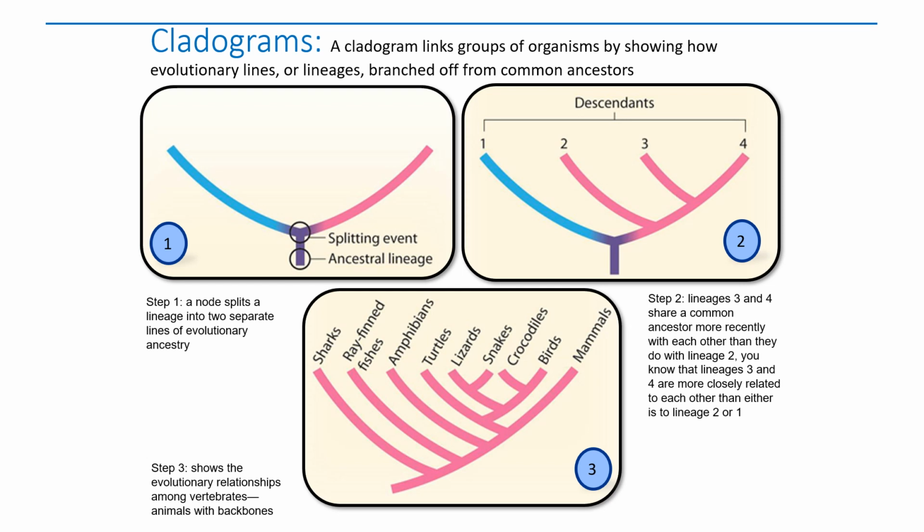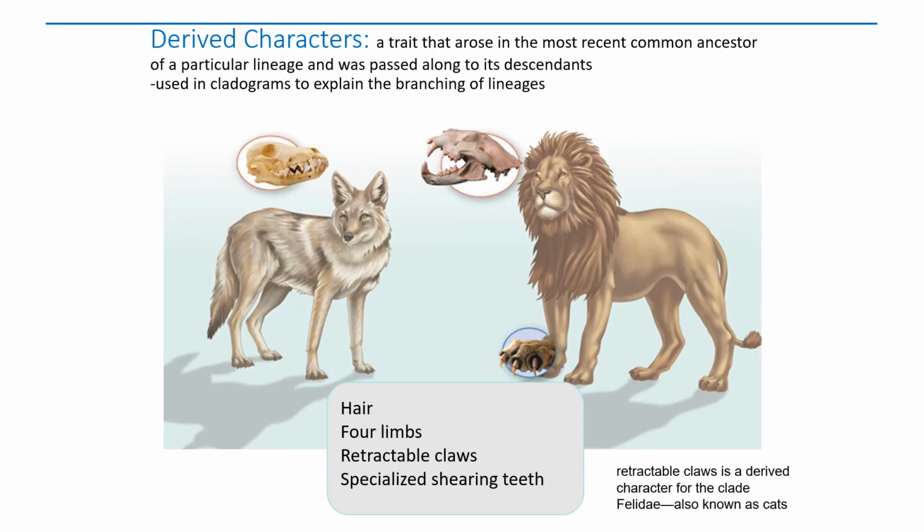And in this third picture here, we are looking at the evolutionary relationships amongst vertebrates. And vertebrates are defined as animals that have backbones. So these are cladograms or graphic representations that are looking at different groups of organisms and how they shared common ancestors. We're going to look at derived characters. These are traits that arose in the most recent common ancestor of a particular grouping or lineage and then were passed on to those descendants. And these are used in cladograms to look at the lineage groups.